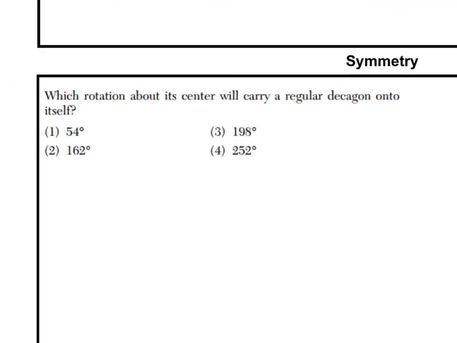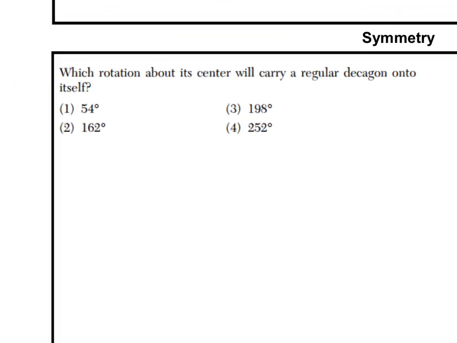All right, for our final question. Which rotation about the center will carry a regular decagon onto itself? All right, rotation will carry something onto itself. You write the minimum rotation formula. The minimum rotation formula is 360 over n. It'll give you what the minimum rotation is. A decagon has 10 sides, so it's 360 divided by 10. That means you get 36. Now, that's the minimum rotation.